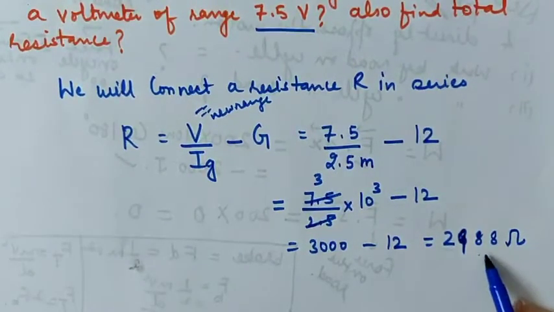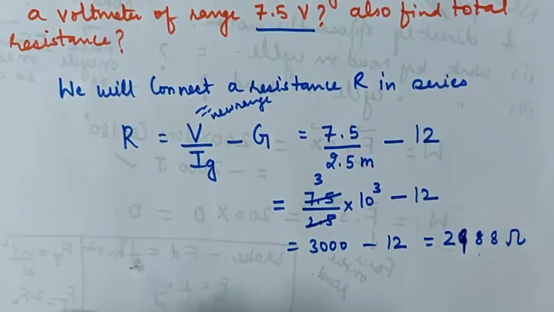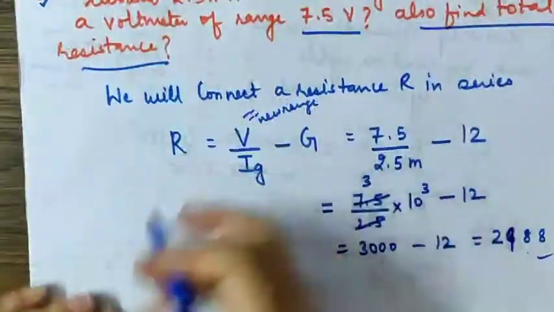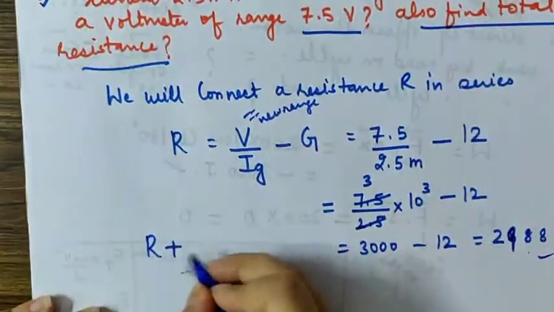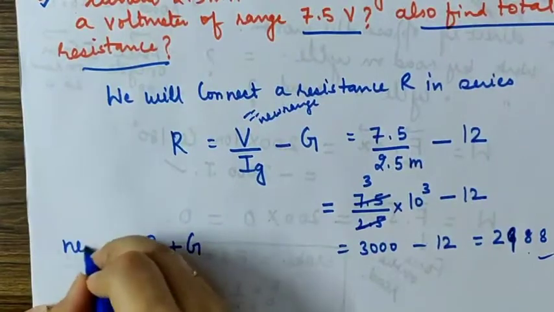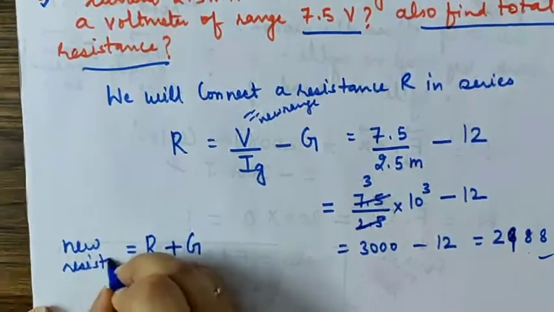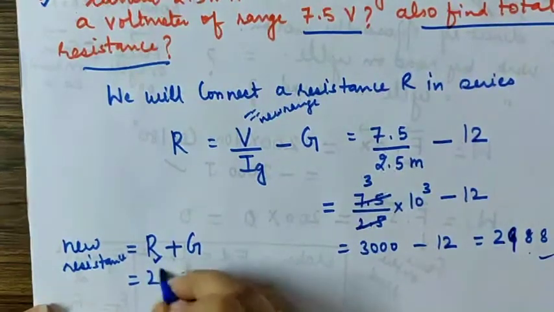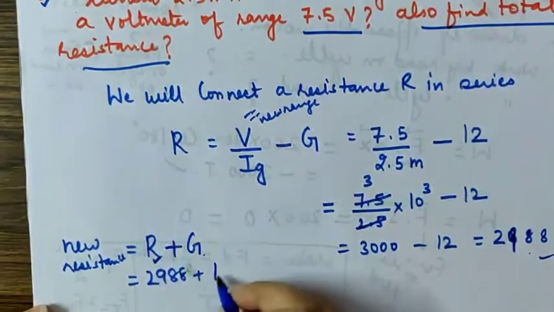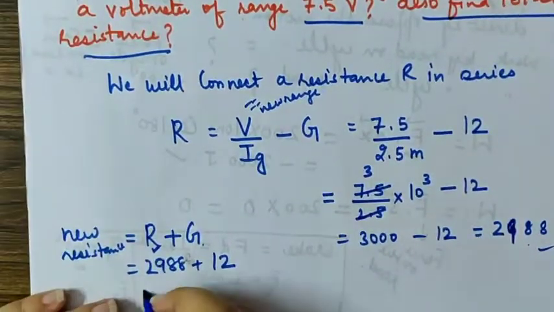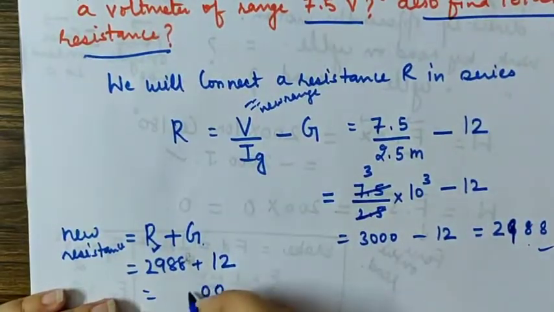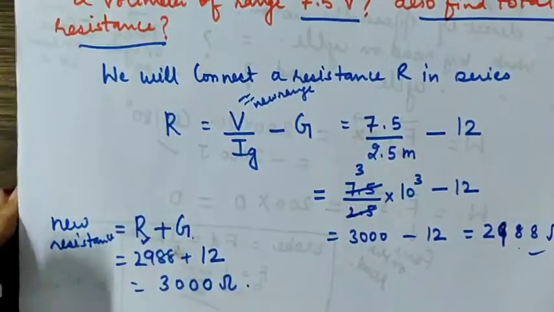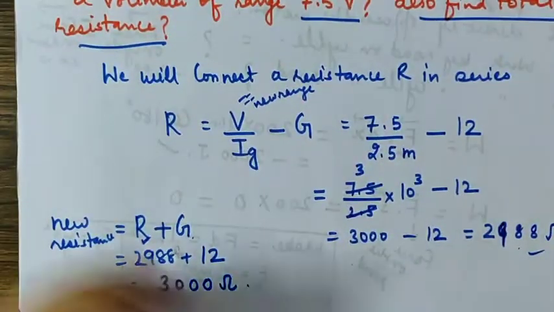Please check for the correctness of this answer. Yes, it is 2988. Then they're asking also to find the total resistance. For finding out the total resistance, it is R plus G, because R and G now are in series. So resistance R was, you calculated it to be 2988, plus galvanometer resistance 12. Adding them both, you will get 3000 ohm. So the overall resistance of this device is 3000 ohm.